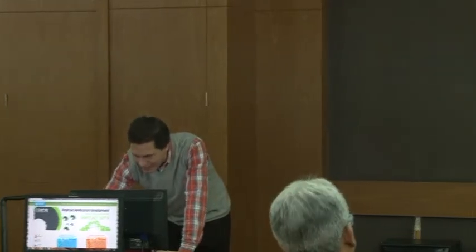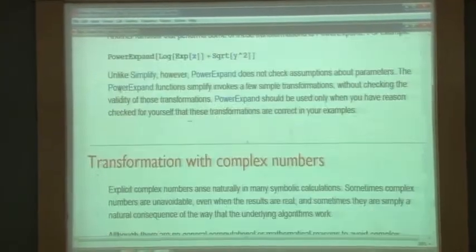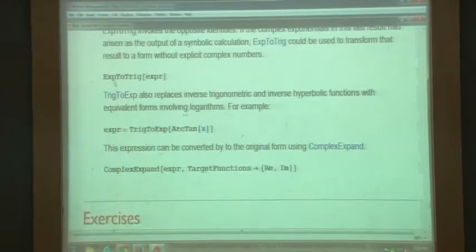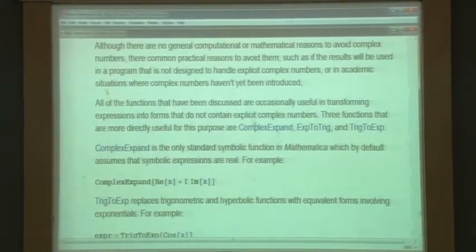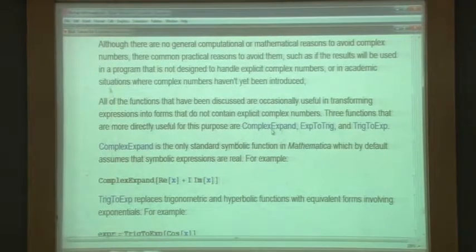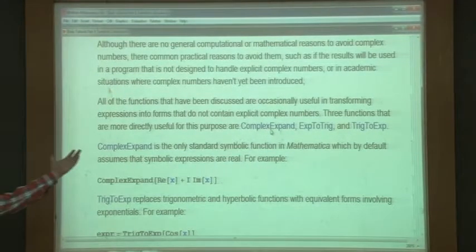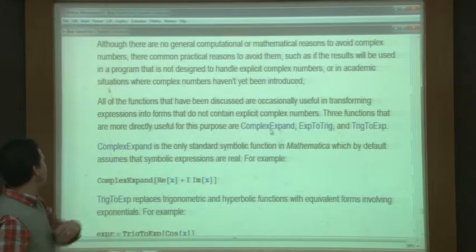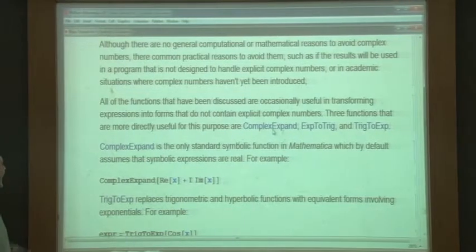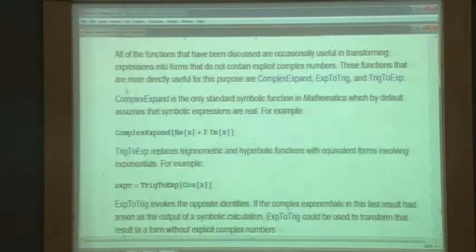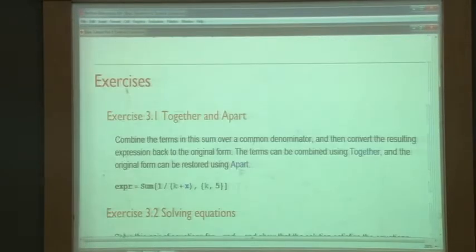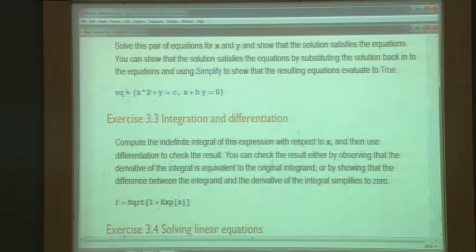So, before I forget, I wanted to share all those things with you. This is the idea for transformation with complex numbers. So instead of trigonometric, this is complex numbers, you can use ComplexExpand, exponential to trigonometric, or trigonometric to exponential.